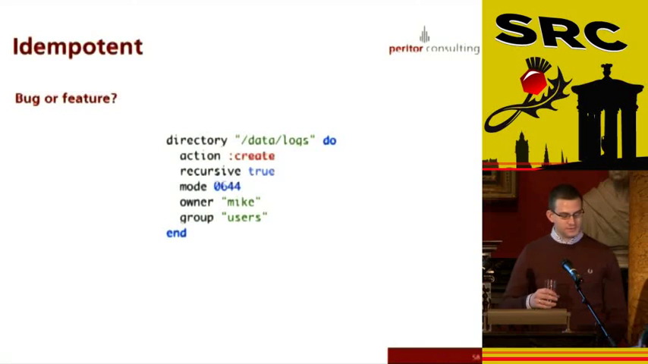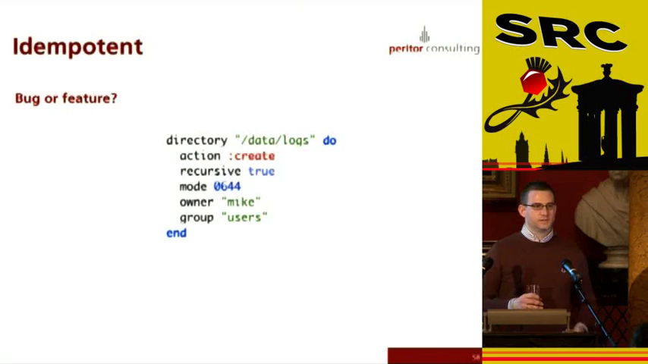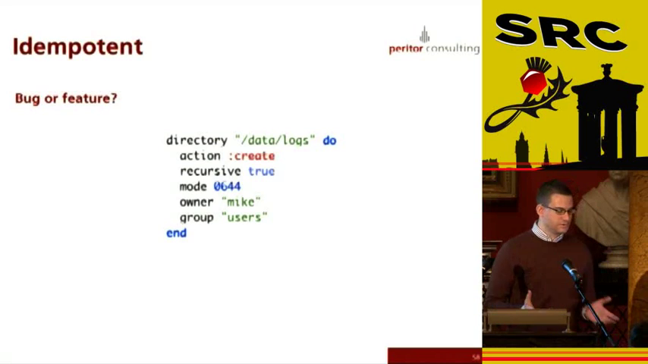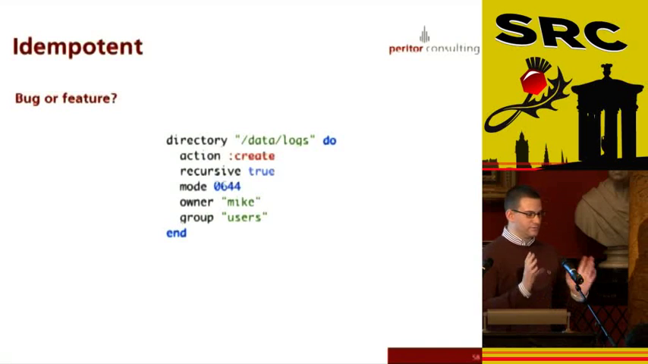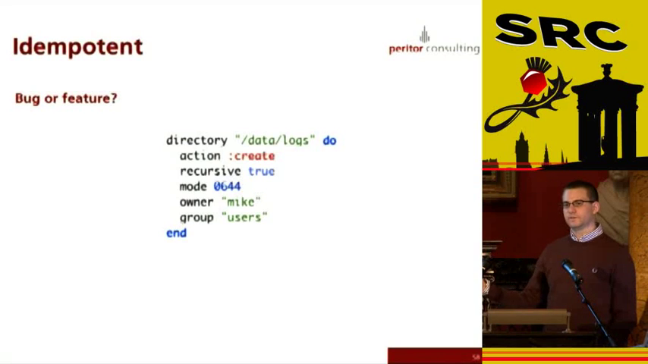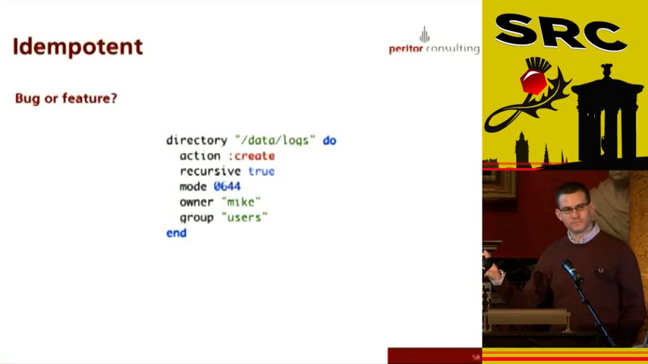Or at least you could, again, say it's a bug or it's a feature. In this case, we're looking at a directory resource of Chef that should create a directory for me. I want to create data logs, and it should have the mode 0644. It should belong to Mike, and it should be of the group users. And if you don't have this directory on the file system, Chef will create it for you exactly like you specified it.